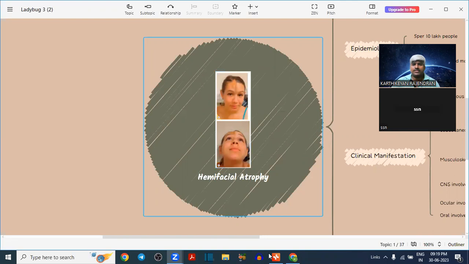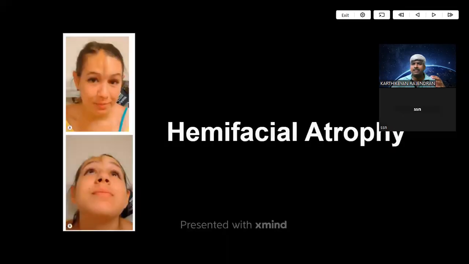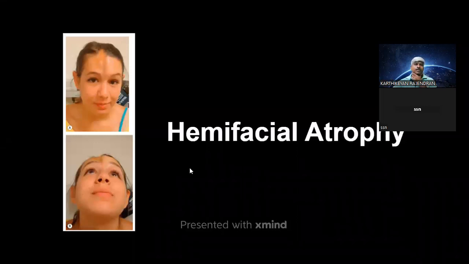Okay, let's start with hemifacial atrophy today. Coming to hemifacial atrophy, it is a condition affecting female children of the age group of 5 to 15 years, and it is more common in the age group of 10 years. So, today we will see hemifacial atrophy.